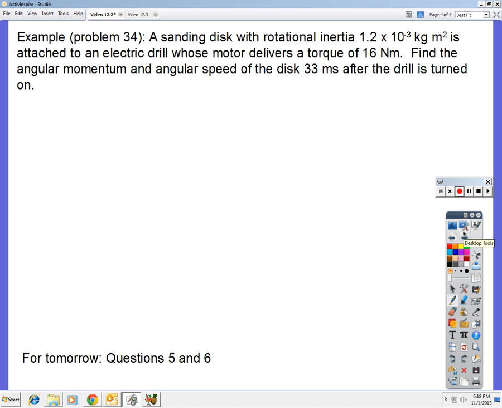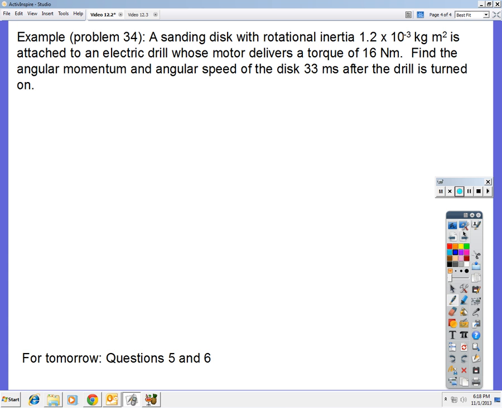And last of all, we'll do an example. We've got a sanding disk. You're given the rotational inertia. Notice it's quite small. It's attached to an electric drill, and you're given the torque delivered by the motor. We want to find the angular momentum and angular speed of the disk 33 milliseconds, that's about 1/30th of a second, after the drill is turned on.